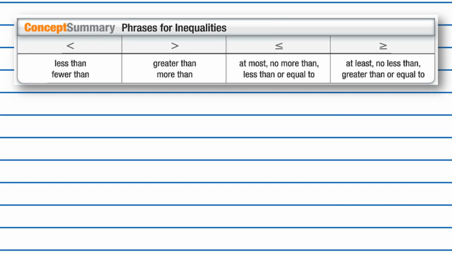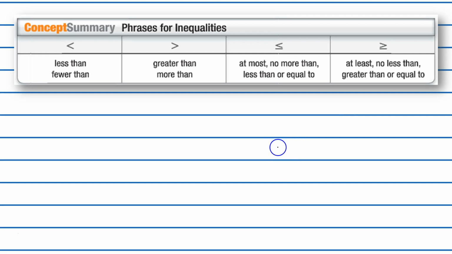Alright, so let's go over phrases of inequalities. We have 4 different signs for inequalities. We have the less than or fewer than, which is this one here. Then we have the greater than, more than, which is this symbol right here. And then we have at most, no more than, less than or equal to, which is this symbol. Then we have at least, no less than, or greater than or equal to, which is this symbol right here.